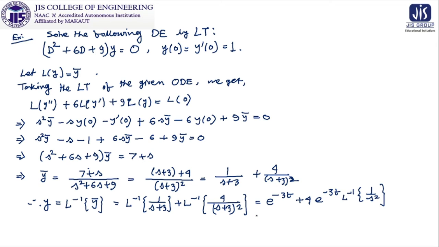So in the next line we can write as e to the power minus 3t plus 4 into e to the power minus 3t, and Laplace inverse of 1 by s square is t. So e to the power minus 3t can be taken common and we can write it as 4t plus 1 as my final answer of this ordinary differential equation.